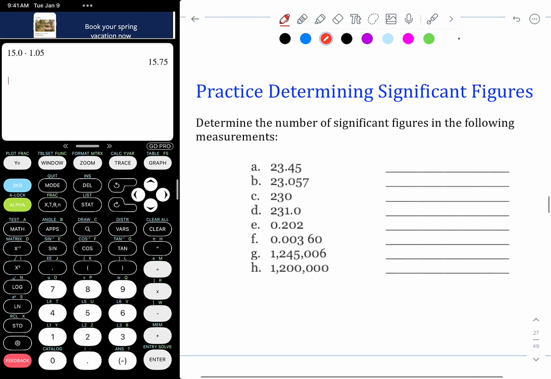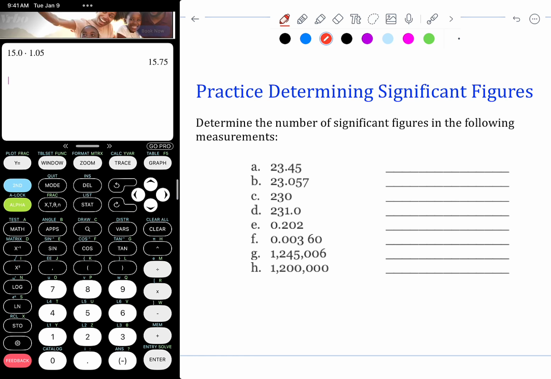What I want you to do is pause the video real quick and try these on your own. Try going through these and identifying the rule that it falls under, and then how many significant figures it has. If it's ambiguous, write the ambiguous values, 1 or 2, 2 or 3.